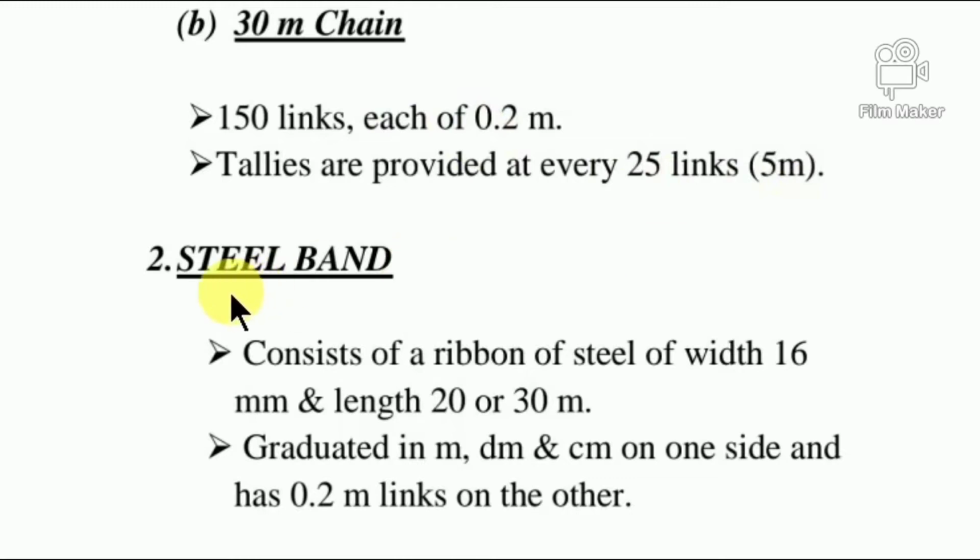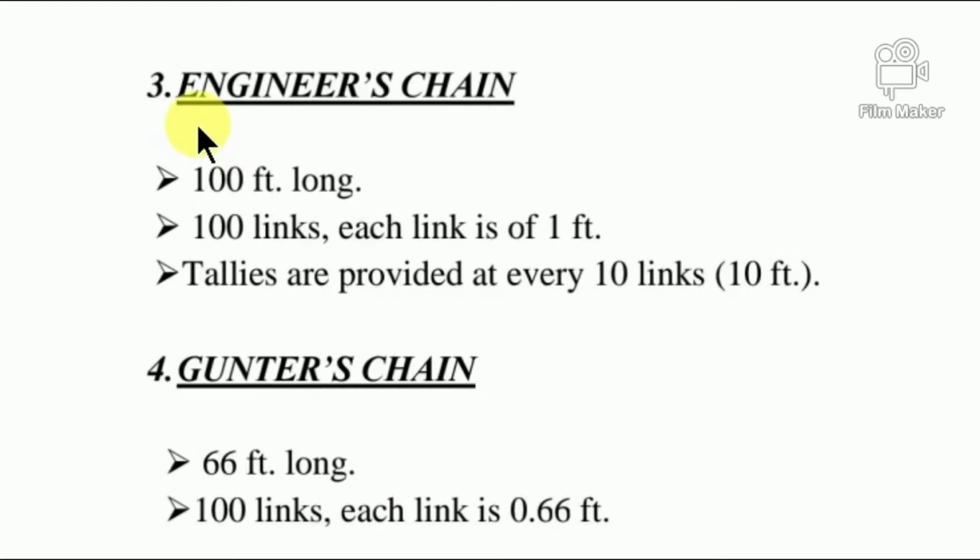Then the second type of chain is our steel band. The steel band consists of a ribbon of steel of width 16 mm and length 20 or 30 meters. This chain is graduated in meter, decimeter and centimeter on one side, and on the other side it has 0.2 meter links. Then the third type of chain is our engineer's chain.